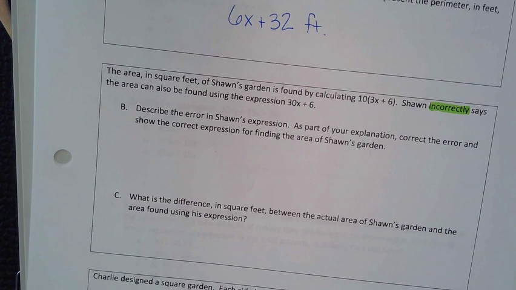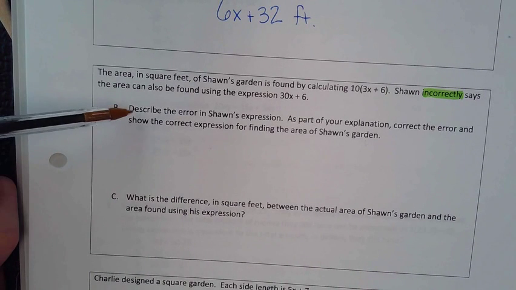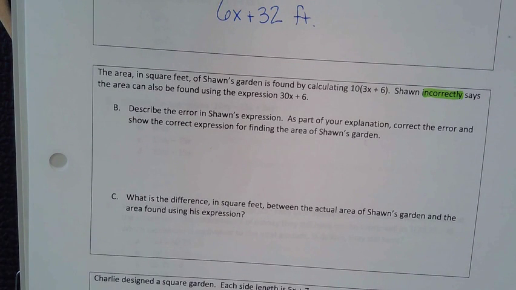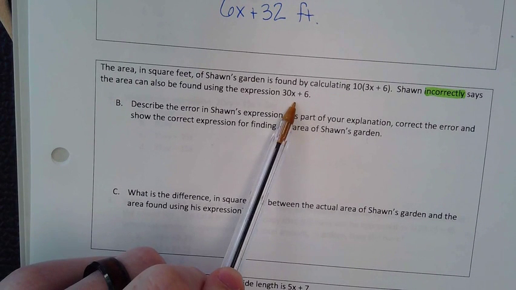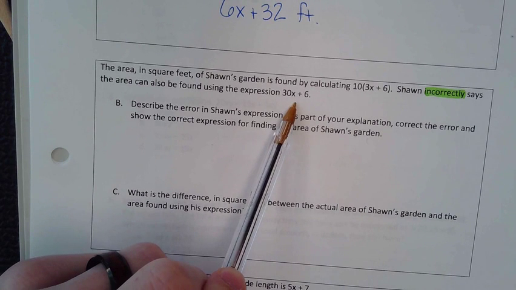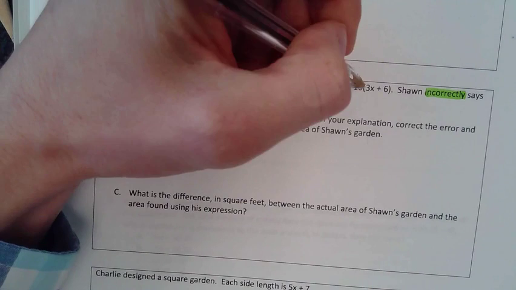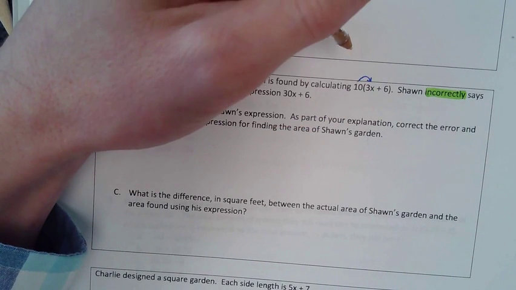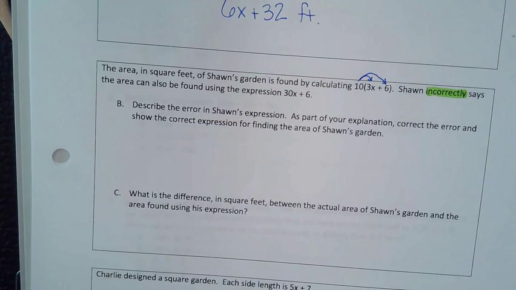Okay, so Sean incorrectly says that it can be found using that. So we need to describe the error in his expression. So the first part, describe the error. Does anyone see what Sean did wrong to go from this to that? Good. When we distribute up here, Sean correctly did the 10 times the 3x. But he needed to keep going and distribute that 10 by the 6 as well.